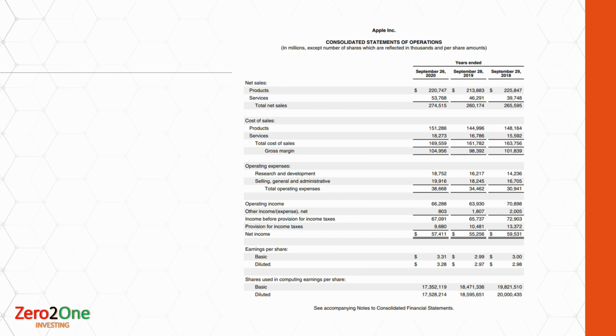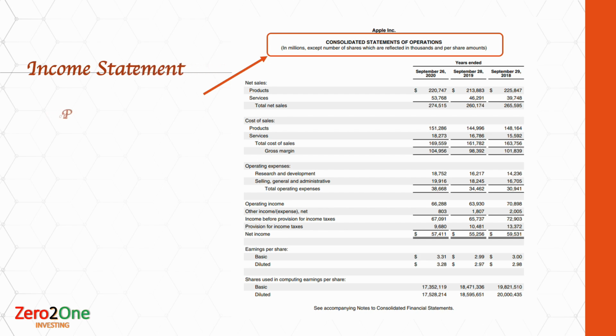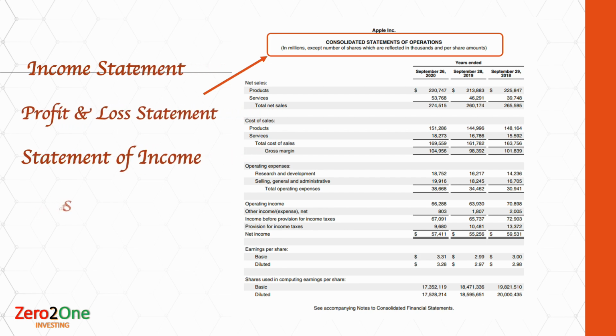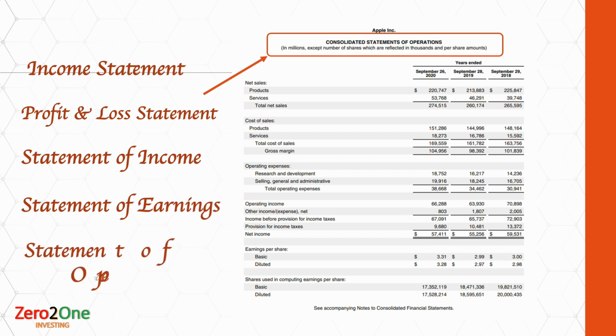And this is how the income statement looks. As you can see, the naming here is given as the consolidated statements of operations. It might have different namings like income statement, profit and loss statement, statement of income, statement of earnings, or the statement of operating results. All of the namings do mean the same, that this is a profit and loss statement or the income statement of the company.